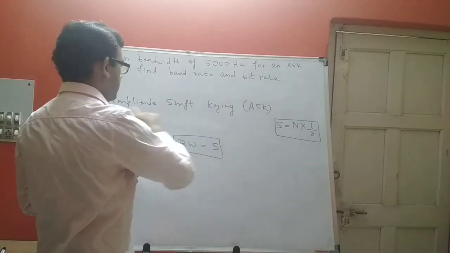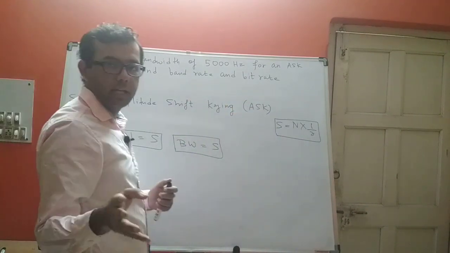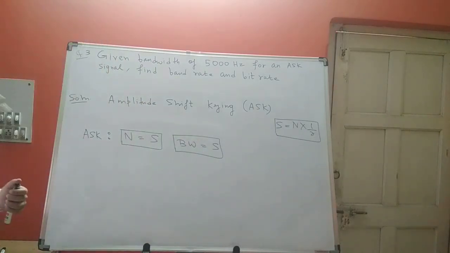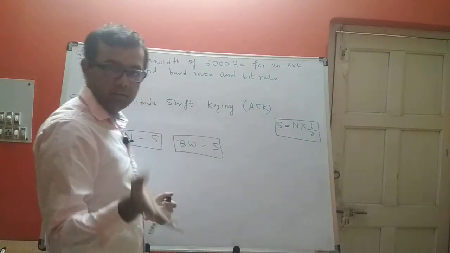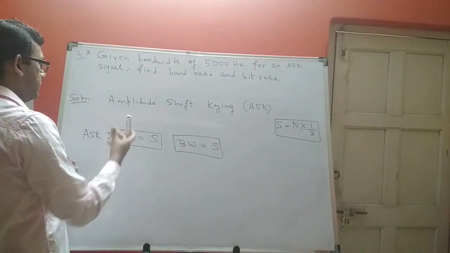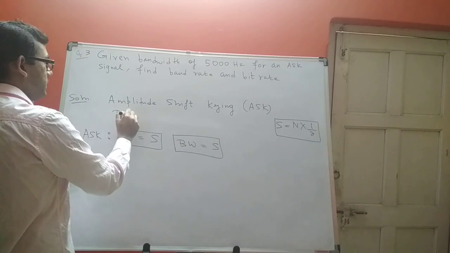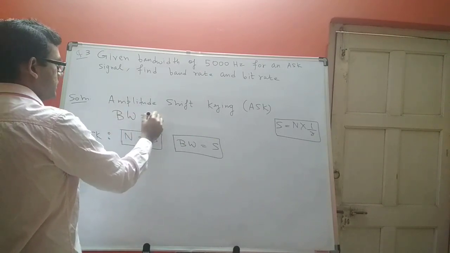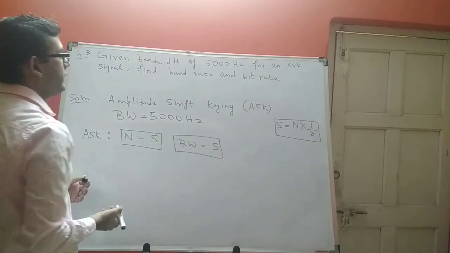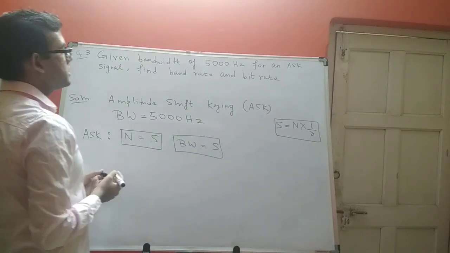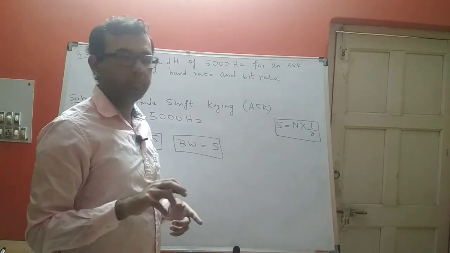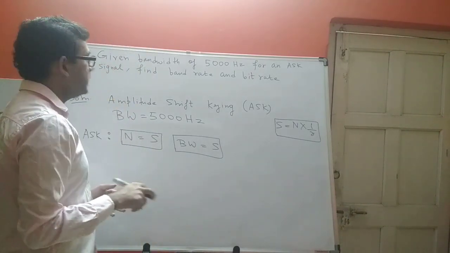Okay, it's an ASK signal again, like we saw previously. Just now in question number 2, we saw an ASK system. Again, we have been given another ASK system where the bandwidth has been given to us. The bandwidth is 5000 hertz, and they have not mentioned anything about the transmission mode, whether it's half duplex or full duplex. That has not been mentioned, so we can assume it to be half duplex.